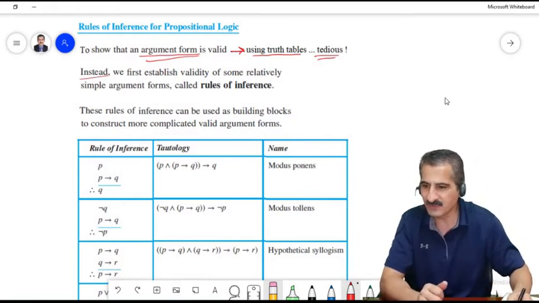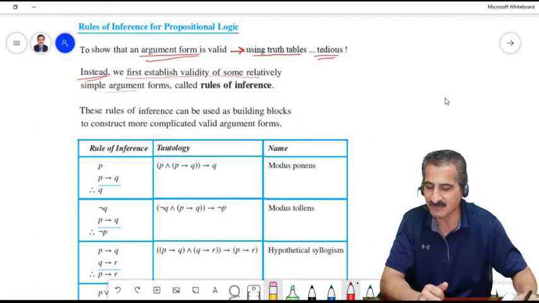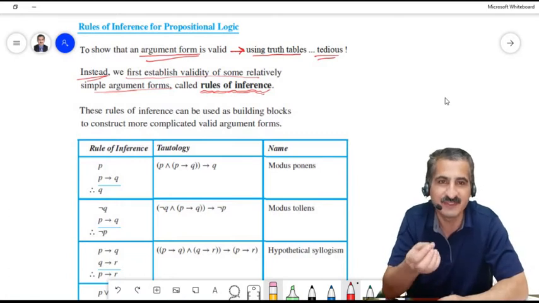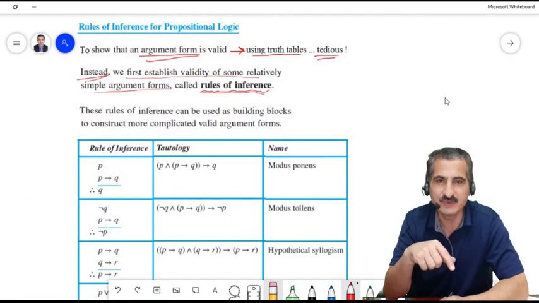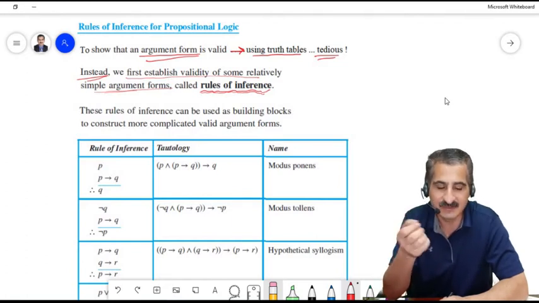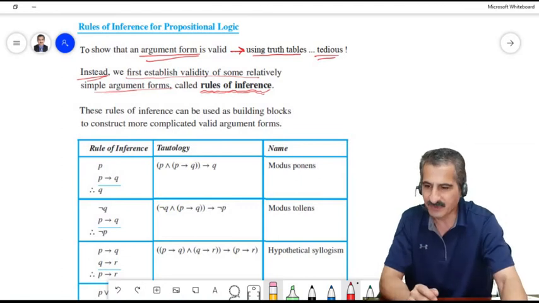Instead of using truth table, we will first establish validity of some relatively simple argument forms called rules of inference. So this is what we want to reach. We want to develop rules of inference that are very basic, very easy. And these ones will help us to prove that some arguments are valid. Things will become more clear.